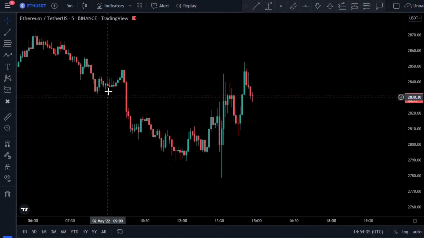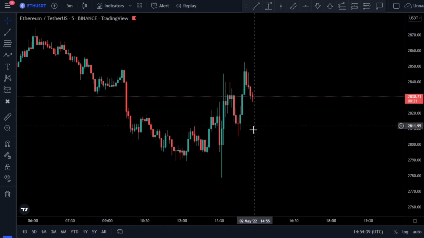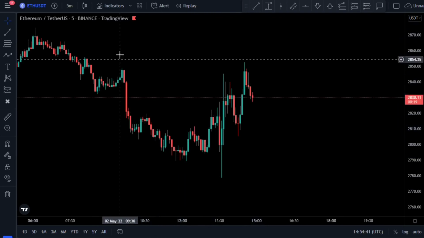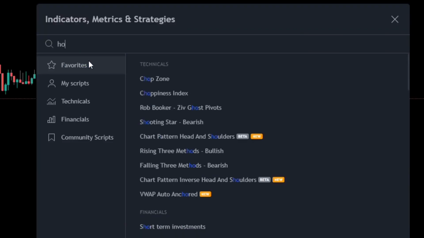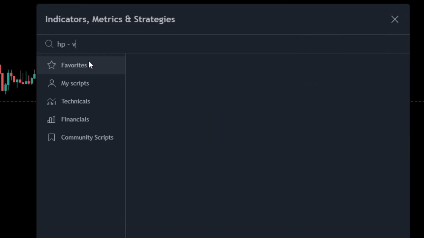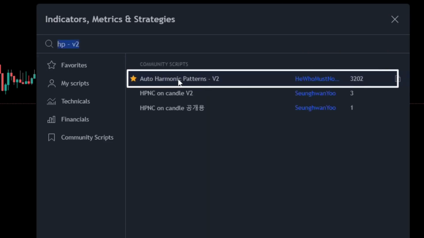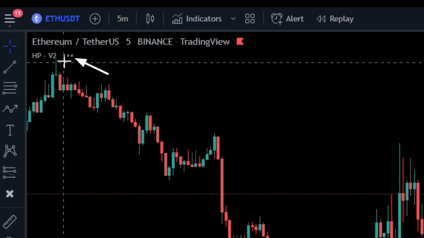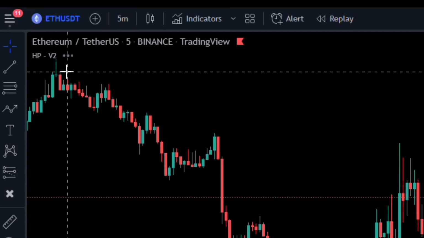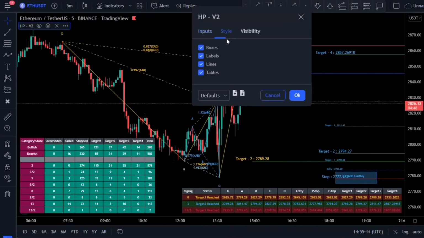Okay, dear traders, let's introduce the strongest TradingView indicator. This indicator finds harmonic patterns in the chart and sends us a trading signal based on harmonic patterns. Search for HP V2 indicator. Add this auto harmonic patterns indicator to the chart. The indicator is analyzing the chart. Go to indicator settings and turn off this tables option.